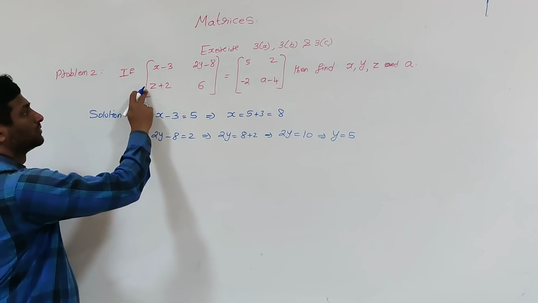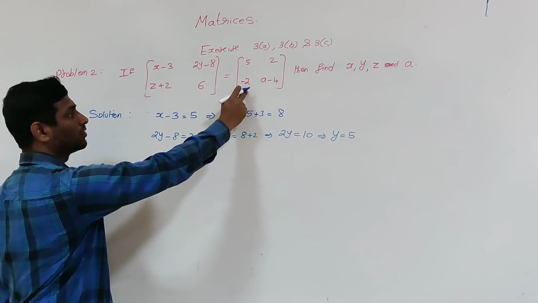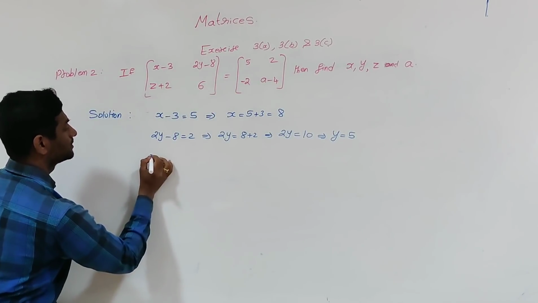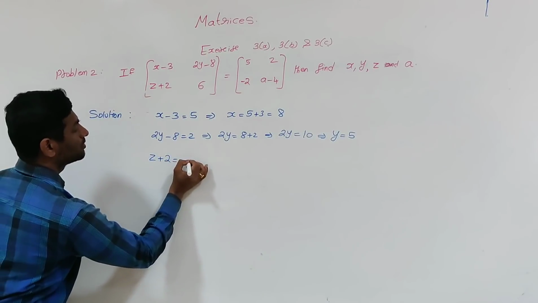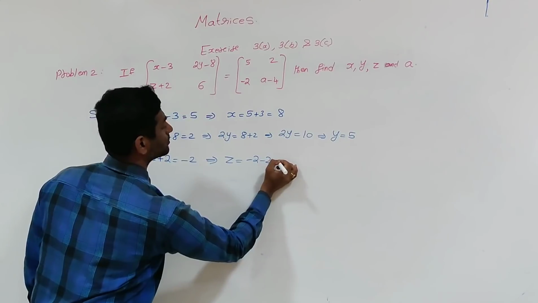Next, the second row, first column element should be equal to the second row, first column. That is, z plus 2 is equal to minus 2, implies z is equal to minus 2 minus 2, which is minus 4.